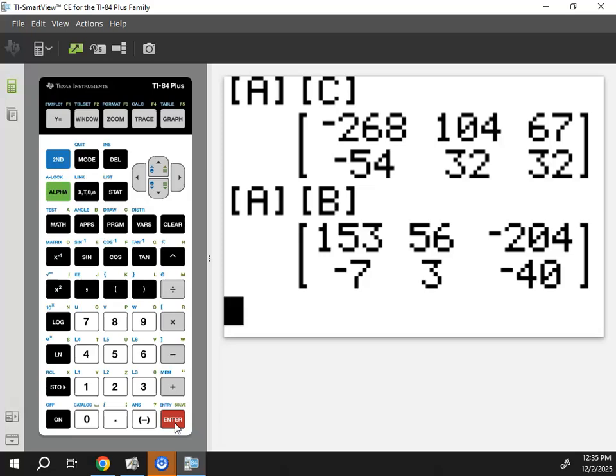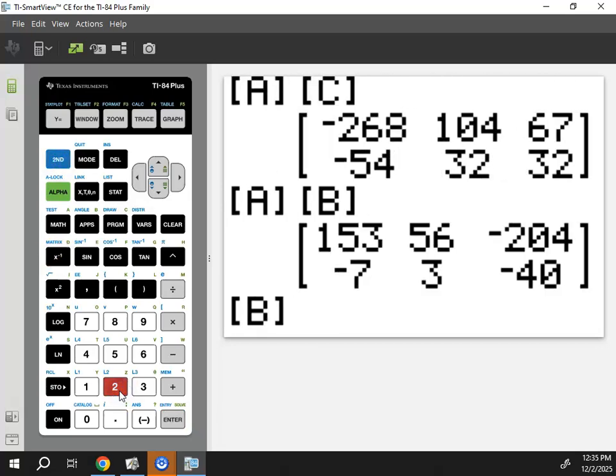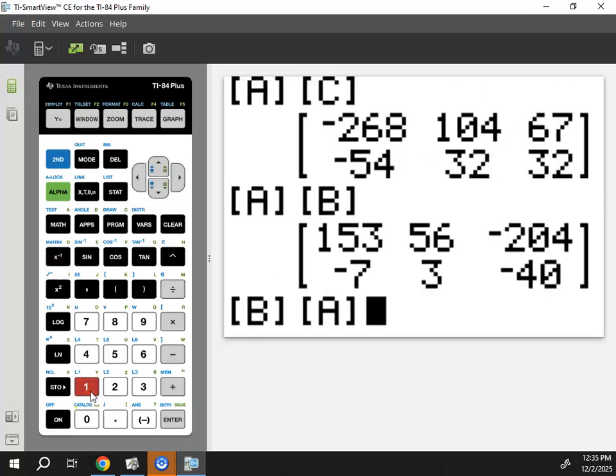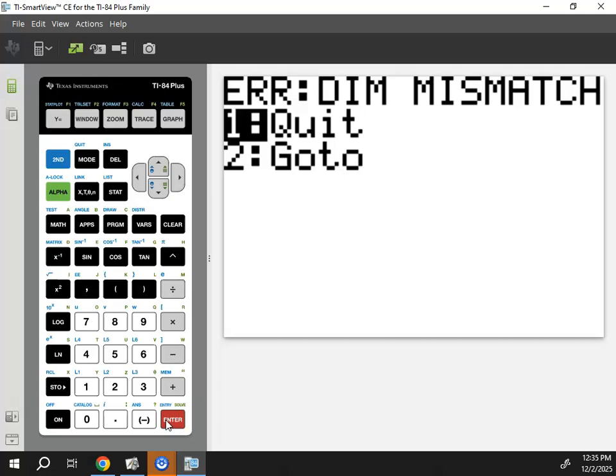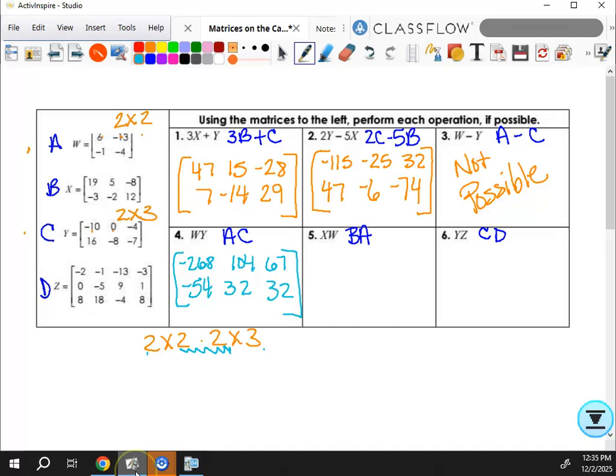I had somebody argue with me earlier this morning, go, what do you mean it doesn't work? Mine worked. But he typed in A times B. If I do B times A, which is what I'm really being asked for, then I get that dimension mismatch again, because it's just not going to work. Okay, I can quit and then I can clear that stuff off. And that's because B times A is a 2 by 3 times a 2 by 2, and these are the numbers that have to match, and they don't. So this one's not possible.